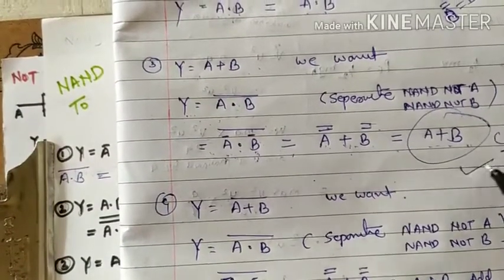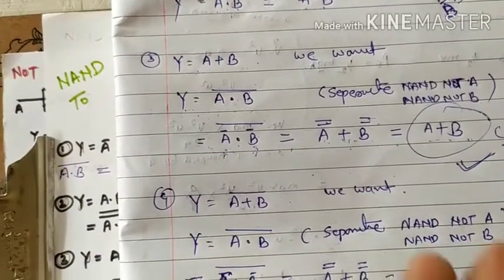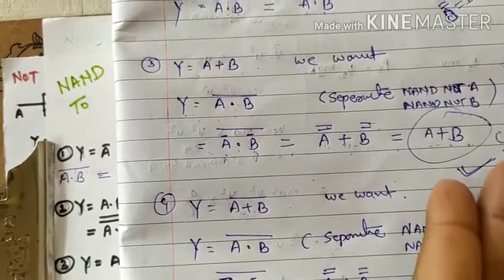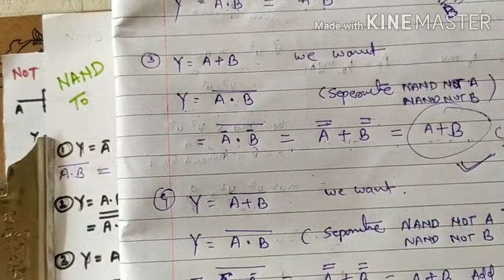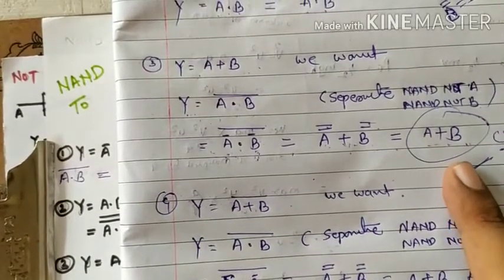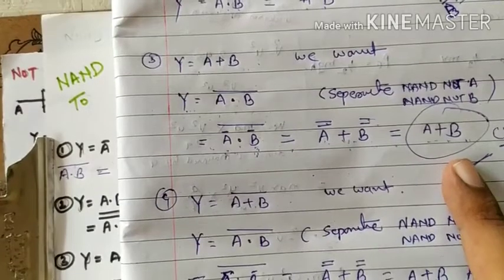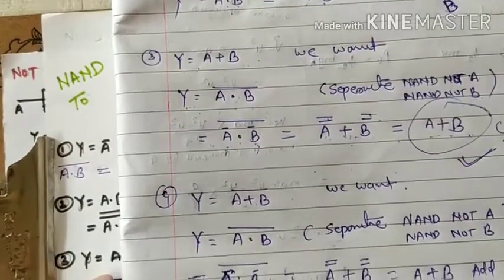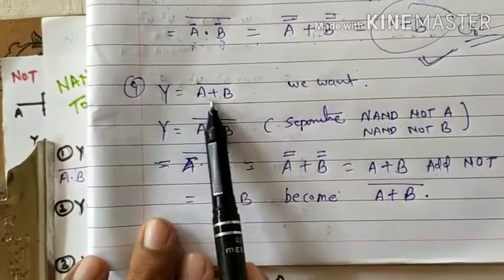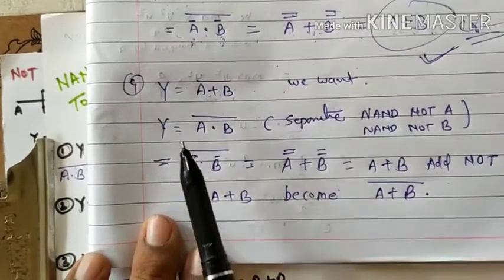Whatever output is coming from this NAND gate, you just implement one more NOT gate here. So the OR gate will be converted into NOR gate. I repeat, whatever output you have, you just implement one NOT gate here, so it will be NOR gate. See here, this is the last conversion. We want Y is equal to (A plus B) bar. It is a NOR gate, obviously.